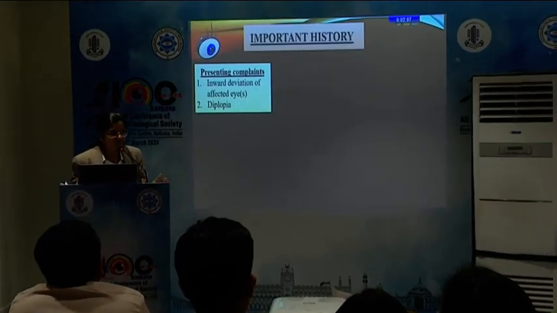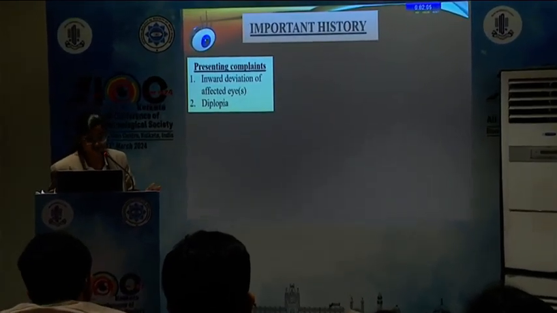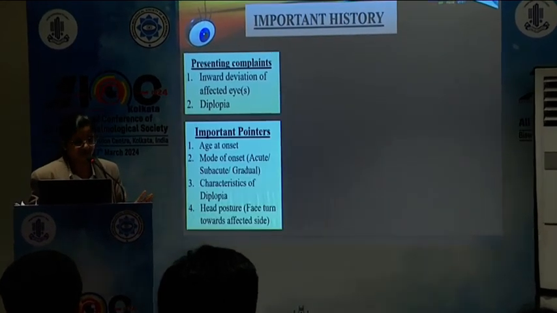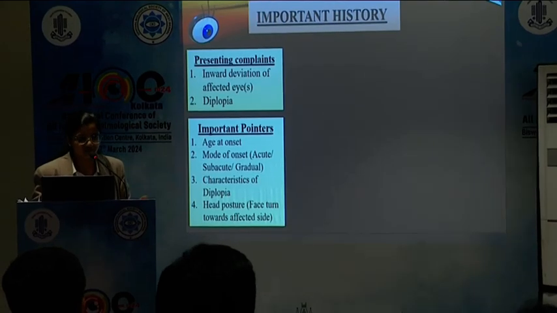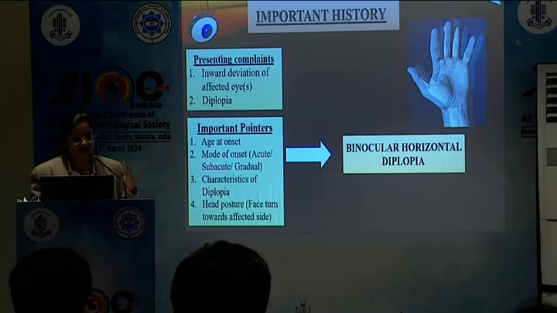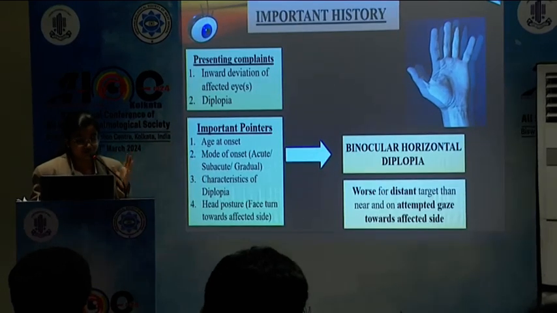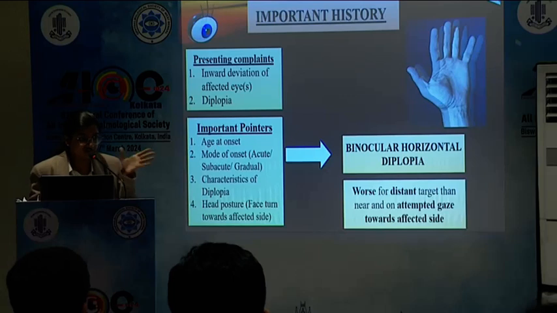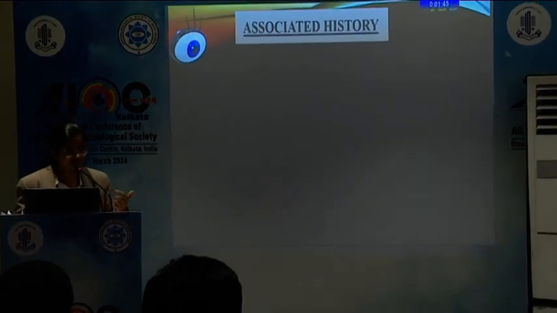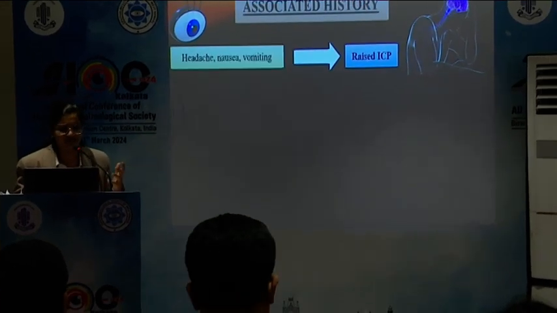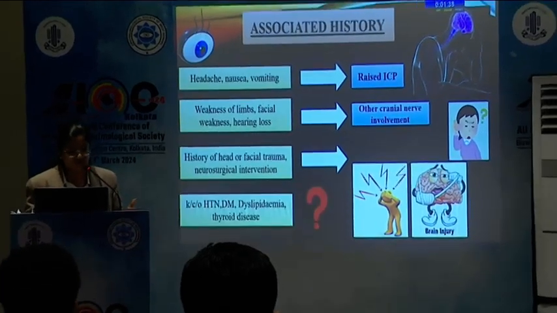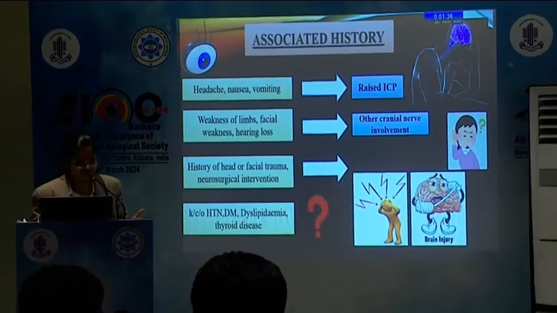How do we know it is sixth nerve palsy? History, history, history. The patient will present with inward deviation of the affected eye and diplopia. What is so fancy about this diplopia? This patient presents with a binocular horizontal diplopia, which is worse for a distant target, and it is worse when the patient tries to see towards the affected side. Always elicit this history. There is some other relevant history that you need to ask, whether there is headache, nausea, weakness of limbs, history of trauma, neurosurgical intervention, or the comorbidities that we already talked about.